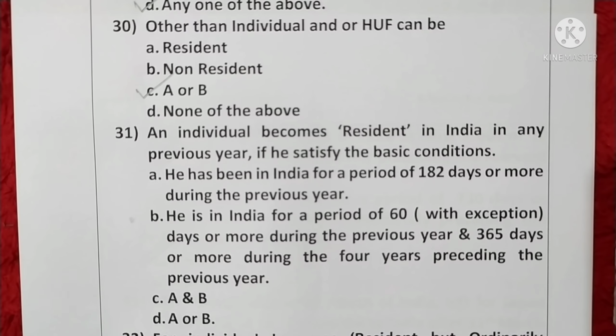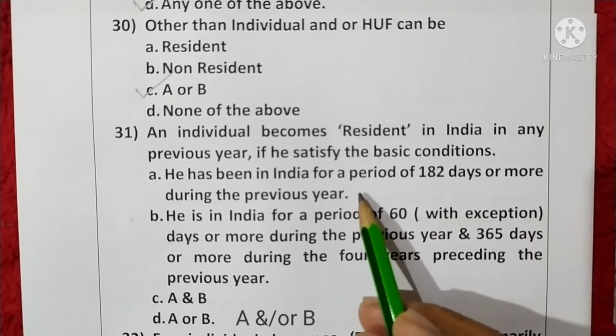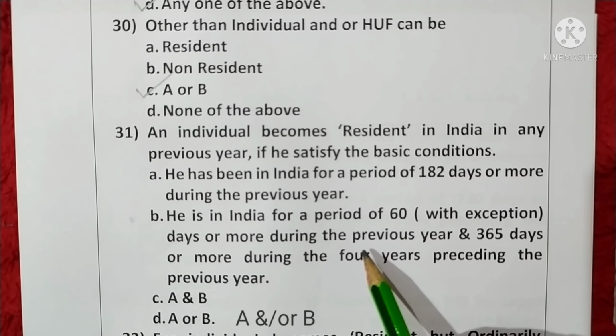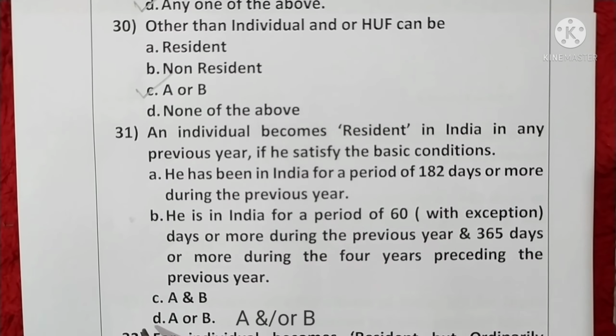Question 31. An individual becomes a resident in India in any previous year if he satisfies the basic conditions. Options are given: he is in India for a period of 182 days or more during the previous year. He is in India for a period of 60 days or more during the previous year and 365 days or more during the 4 years preceding the previous year. Option C, A and B, and option D, A or B. To become a resident, any of the basic conditions has to be satisfied. Therefore, A or B is correct answer. Option D is correct one.